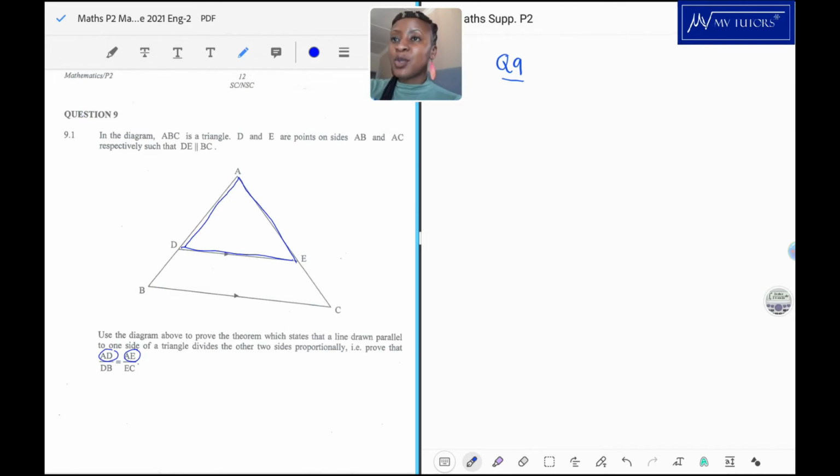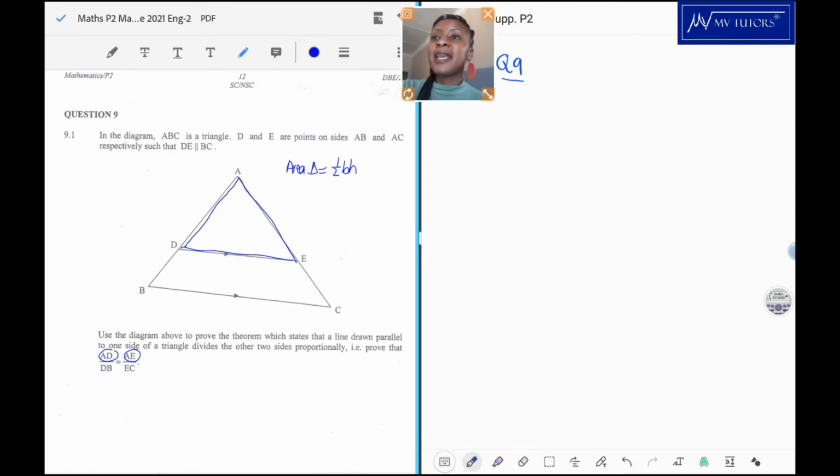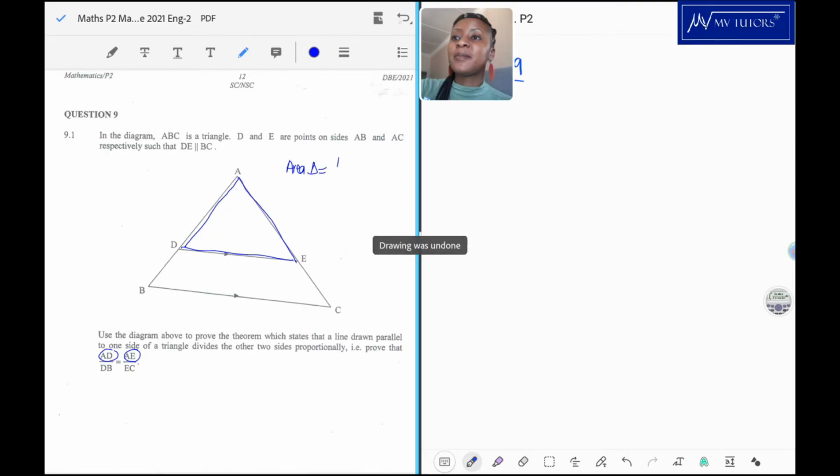Okay, so I want to get the area of triangle ADE. Okay, and if I do that, I'm gonna need a perpendicular height, because you know that the area of a triangle is actually equal to half base times height. Okay, so in this case then, what am I doing? Okay, yeah, so we're gonna look at half base times height.